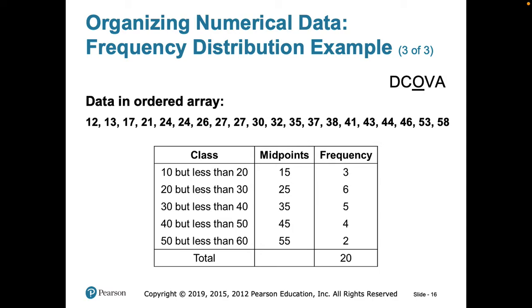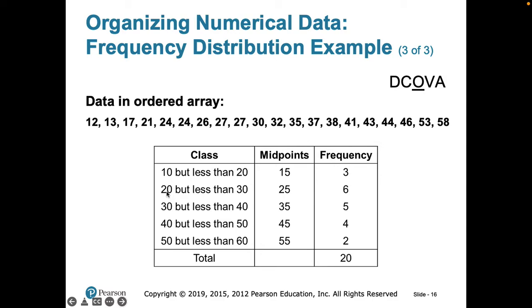So we have our midpoints, right? 10 plus 20 is 30, divided by 2 gives us 15, and that's our midpoint right there. And then we count our frequencies. So let's count the first one, right? We have 12, 13, and 17. So we have 3. Our frequency for the first one will be 3.